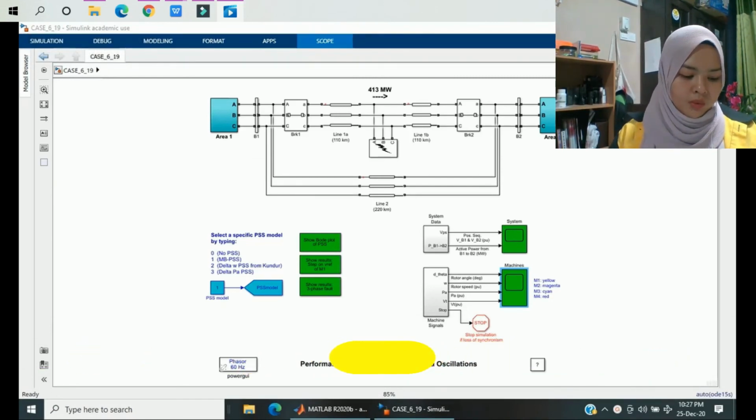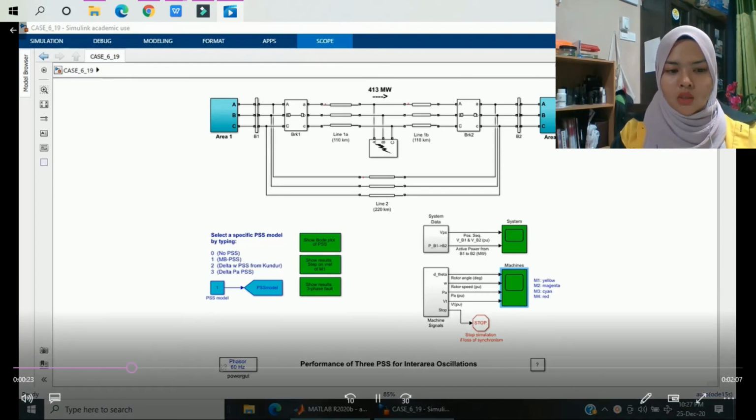Okay, hi, assalamualaikum. So continuing to case 6. Here, as we can see, it is the same model designed in MATLAB as before. There are area 1 and area 2, combined with circuit breaker, normally closed type, and there are 4 loads attached with the machine.